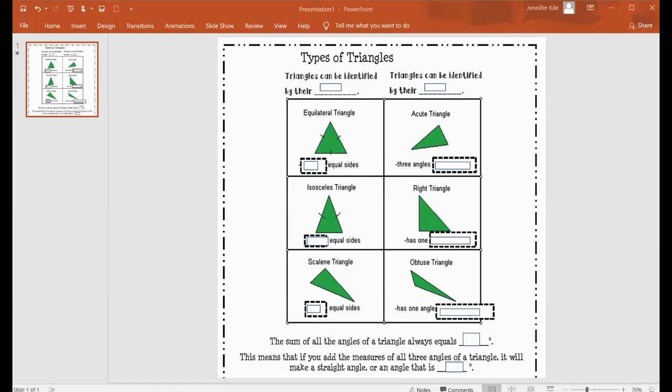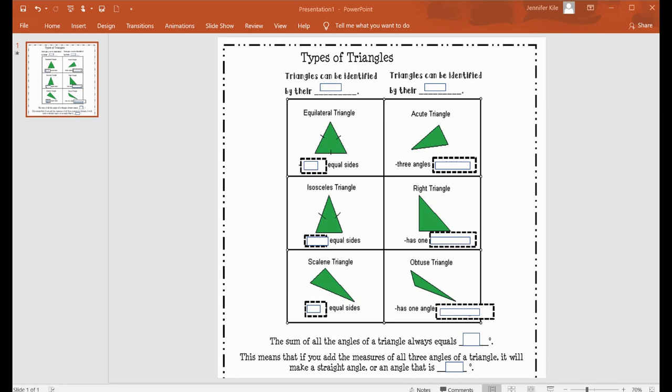Welcome back, everybody. We are going to begin a new unit on geometry, and we are going to be looking at the different shapes that we use in geometry. And the first shape we're going to talk about is the triangle.